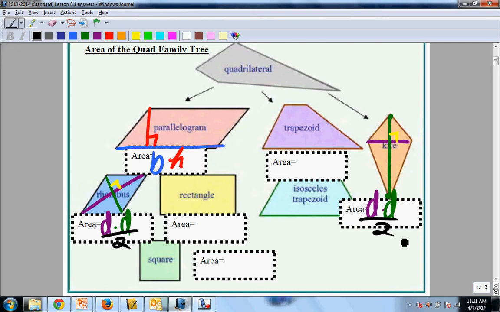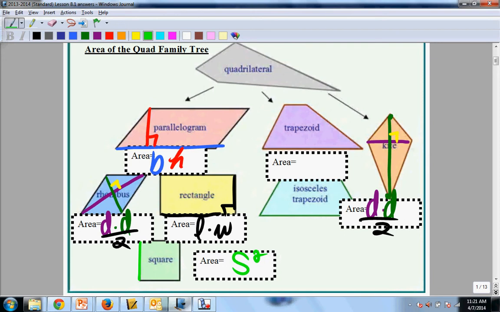Okay, let's do rectangle together. Rectangle, what times what? Out loud? Length times width, or base times height, which is the same thing in this case. Okay, an area of a square altogether is just the side what? Side squared.